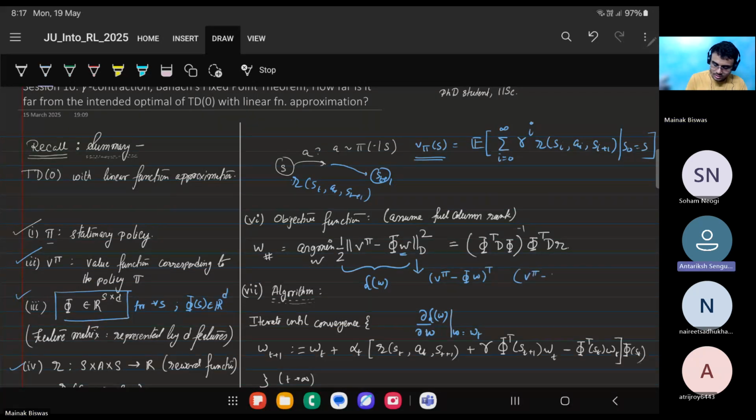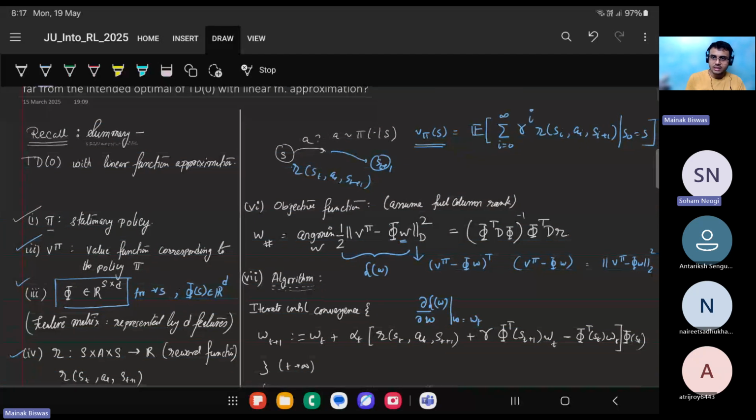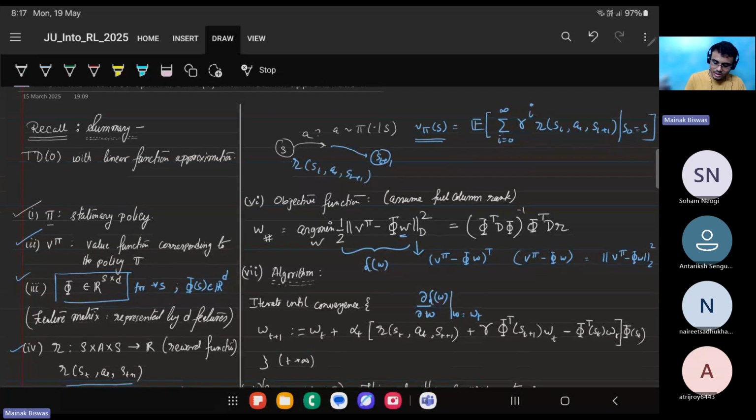Good. So this is normally the L2 norm, right? V pi minus phi W, the length of the vector. The square of that has not yet appeared. So this is a vector norm induced by a matrix, not a matrix norm, because all we are doing is multiplying each of the terms with a D. So this becomes D.